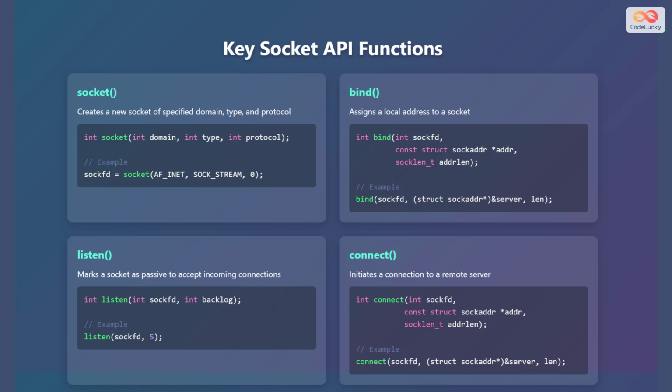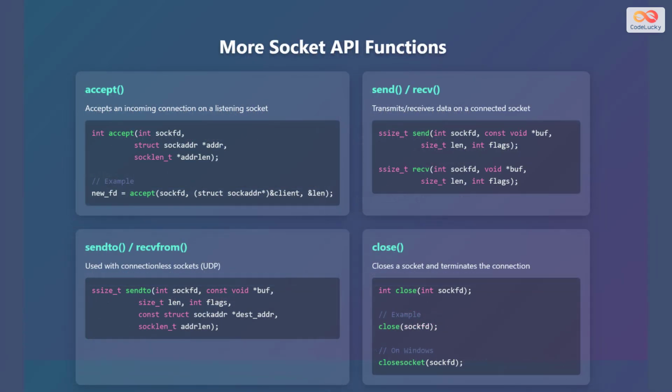Several key application programming interface, also known as API, functions are essential in socket programming. The socket function creates a new socket of specified domain, type, and protocol. The bind function assigns a local address to a socket. The listen function marks a socket as passive to accept incoming connections. The connect function initiates a connection to a remote server.